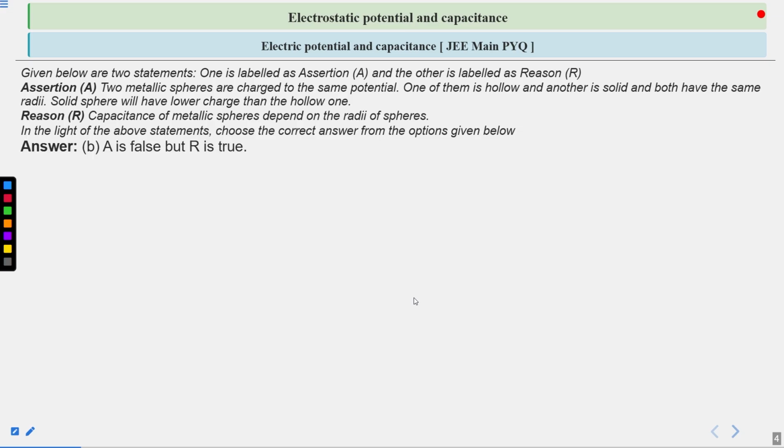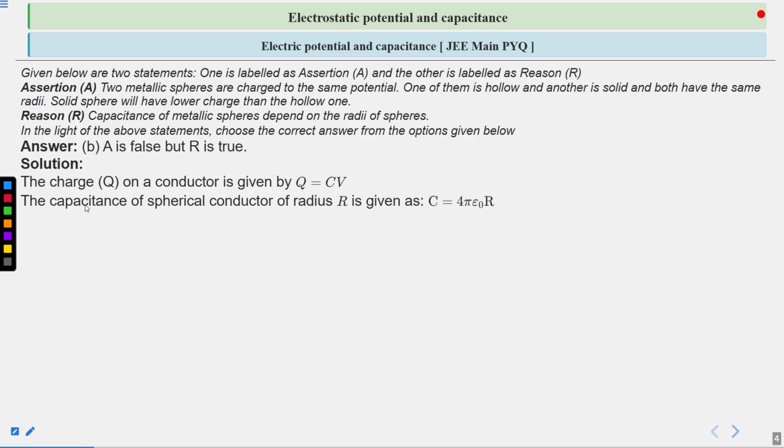Let's see the solution. So the answer is B. A is false but R is true. Okay, so why is A false and R true? So let's see. The charge Q on the conductor is given by Q equal to CV. Now in the assertion, both the spheres have the same potential V. One of them is hollow and one of them is solid and they have the same radii, and they are saying that the solid sphere will have lower charge than the hollow one. Let's see whether the assertion is true or not.